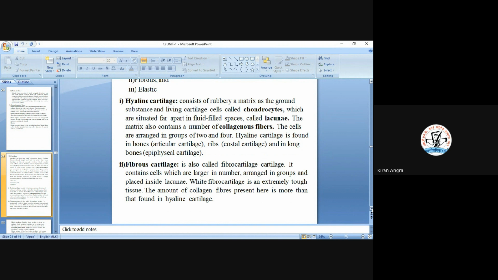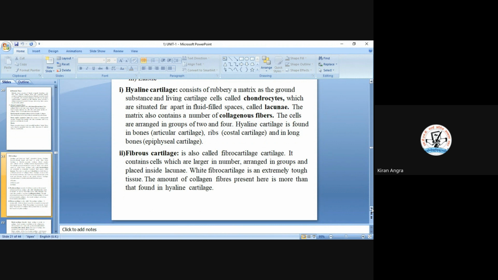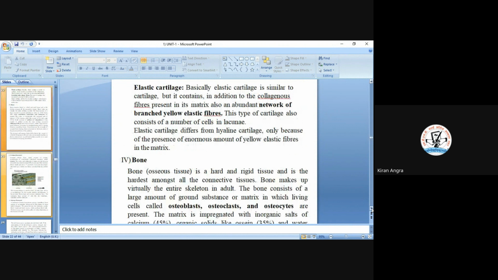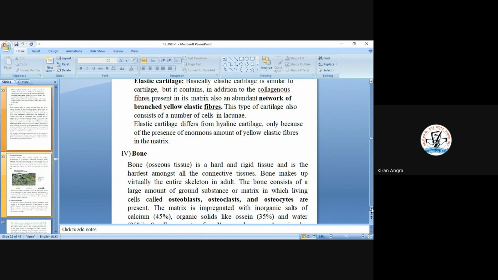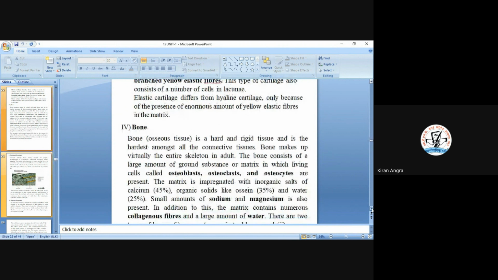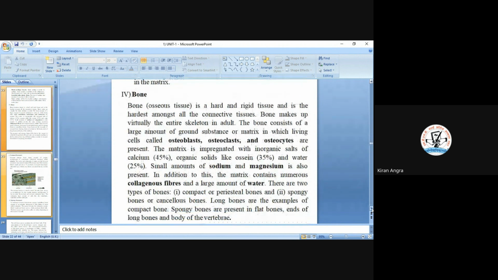The basic concept is that cartilage is also a connective tissue. Bone, as I told just now, and cartilage, both are tough, they are the rigid connective tissues. Bone is hard and rigid tissue and is the hardest among all connective tissues.